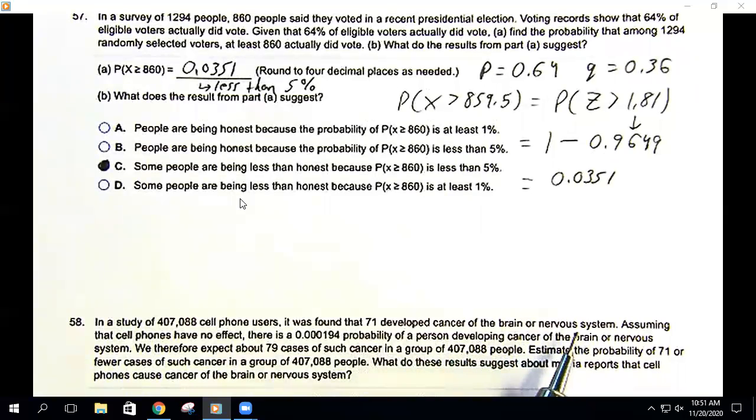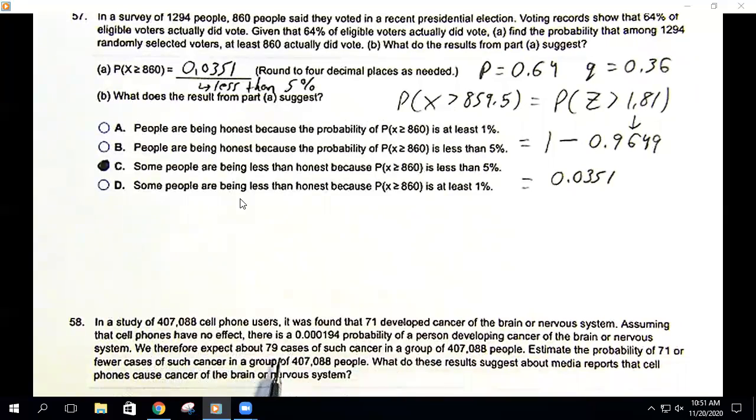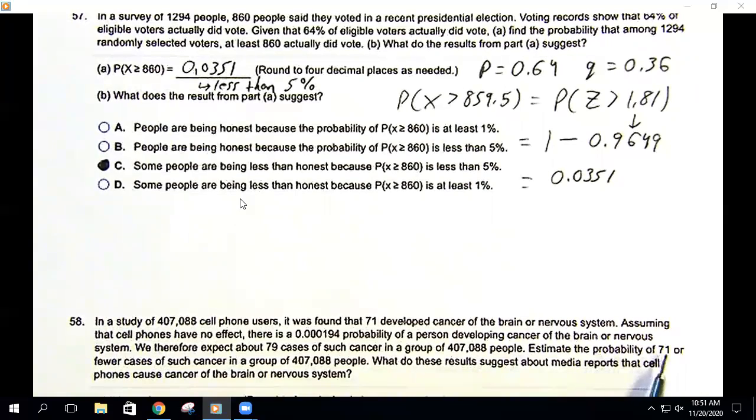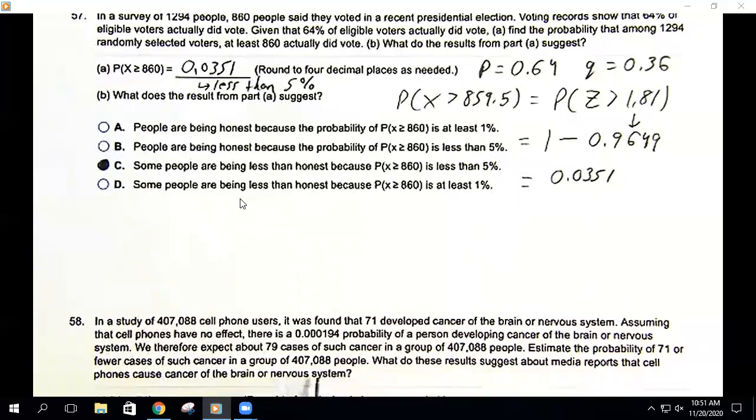Okay, in this one, where I studied cell phones, we've seen before, 71 had cancer. Assuming there's no effect, there's a 0.000194 probability of someone getting cancer. We therefore expect about 79 cases of such cancer in a group of 407,000 people. Estimate the probability of 71 or fewer cases of such cancer in a group of 400,000 people. What do these results suggest about media reports that cell phones cause cancer of the brain or nervous system?